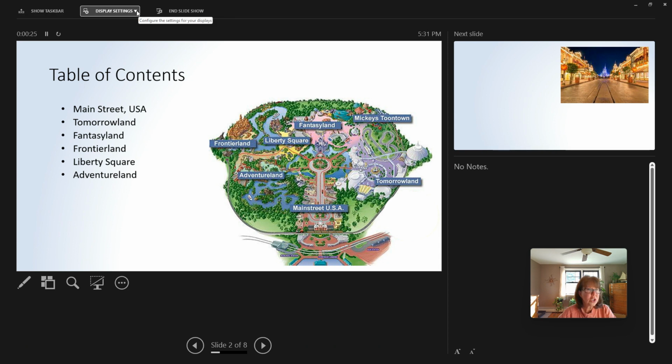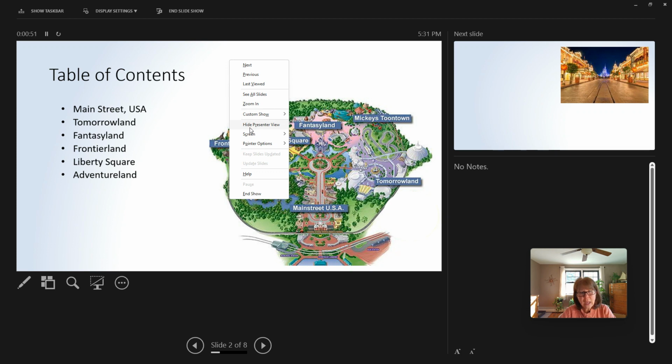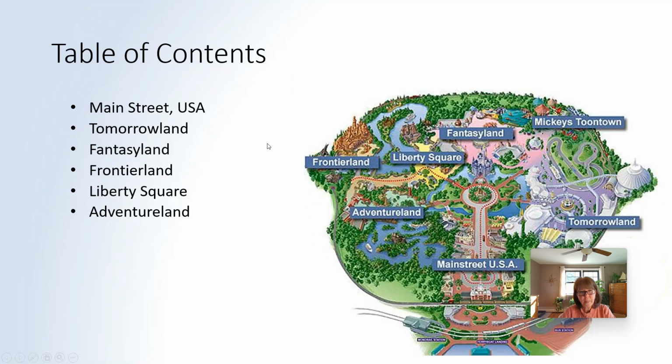You can adjust your display settings and your slideshow. And again, you have your pointer option, your slide sorter option, your zoom, black or unblack the slideshow, and more options. And then you've got your navigation buttons here. To get out of this presentation view, you can right click and choose hide presenter view. And that brings you back to the slideshow that you were in a second ago.